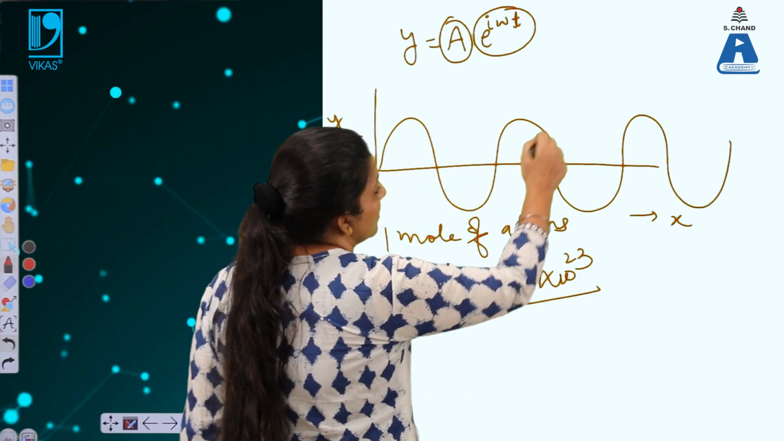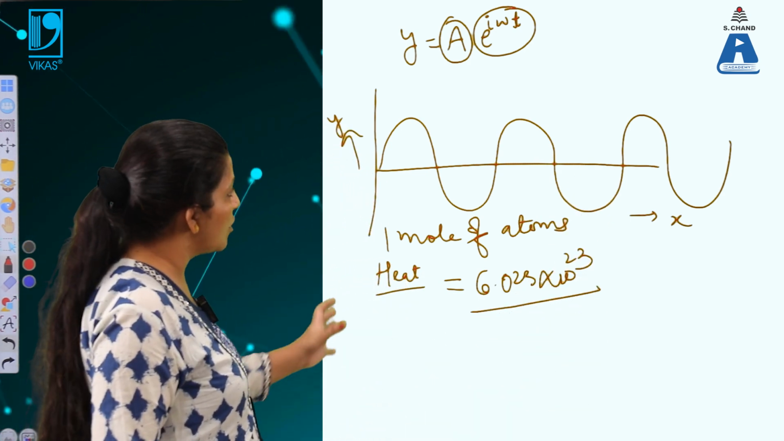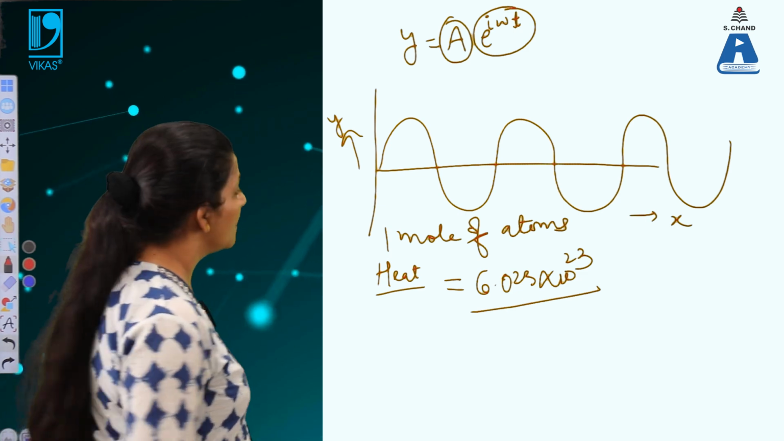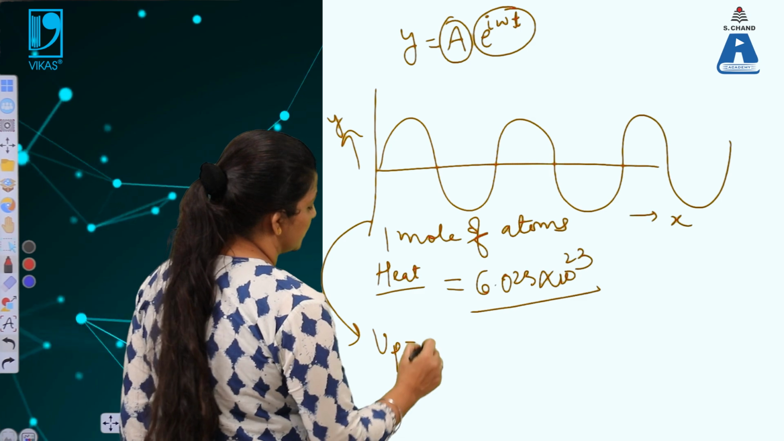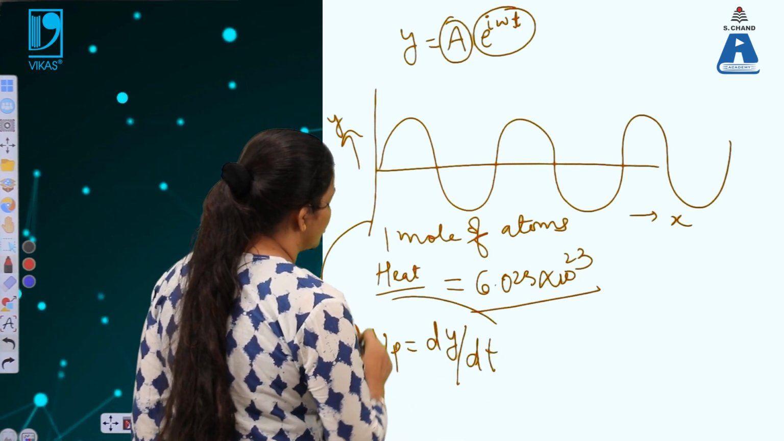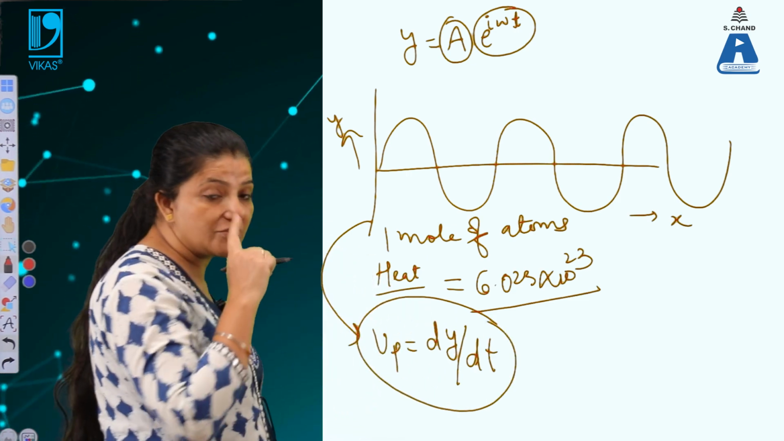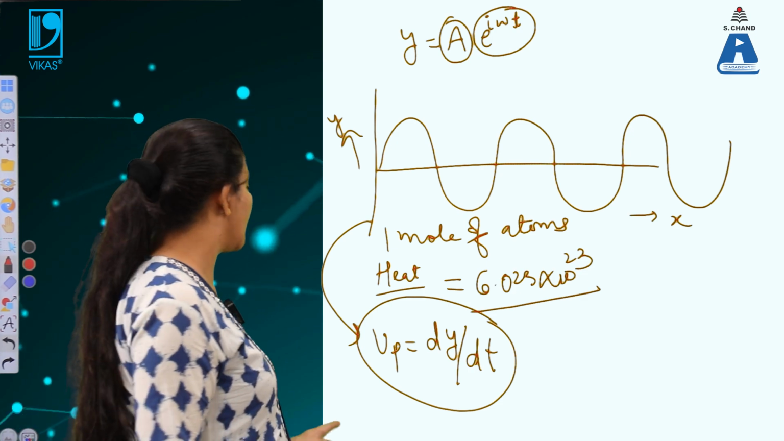Now this is a single wave which is present in the given system. The velocity of this single atom is given here, which is equal to Vp. In this case, it can be written as dy by dt, the rate of change of displacement with respect to time. It will show us the phase velocity.